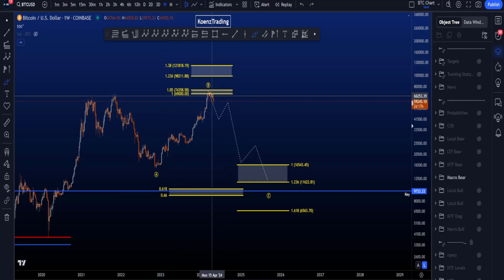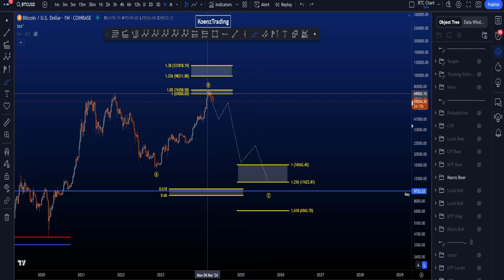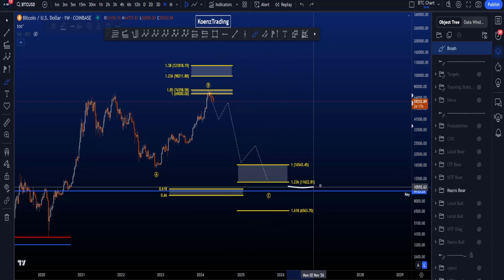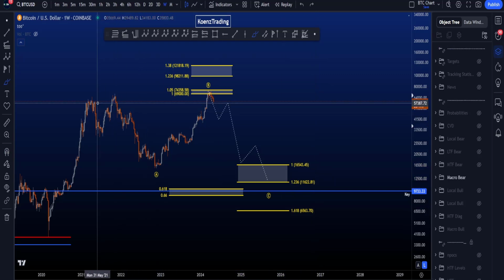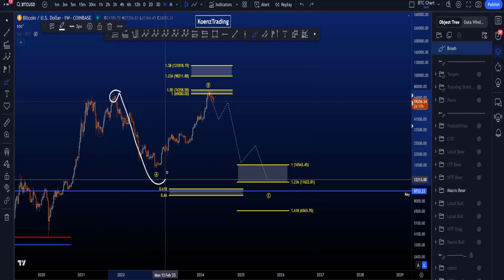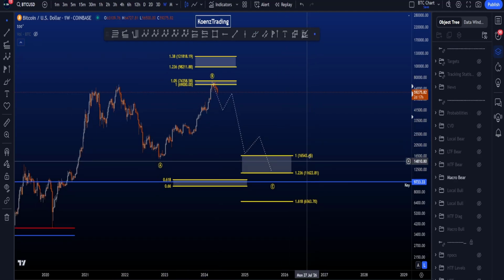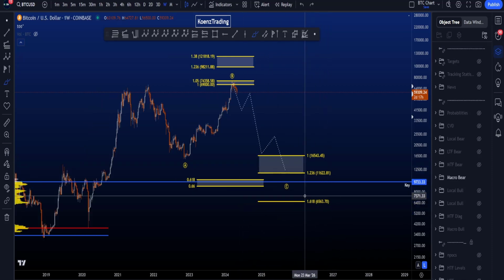Nonetheless, in a flat structure, we are looking for a wave C to the downside, which should be a 5-wave impulsive move. 1, 2, 3, 4, 5. Common target area for your wave C is between the 1 and the 1.236 trend-based Fib extension from the high to the low of A to the high of wave B, giving you a target area between 60.5k and 11.6k, with the extension target being 6.5k.